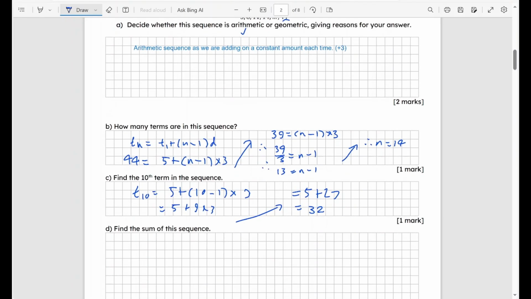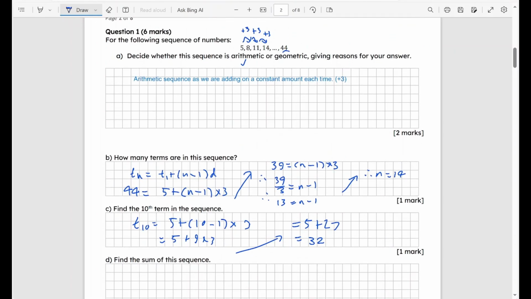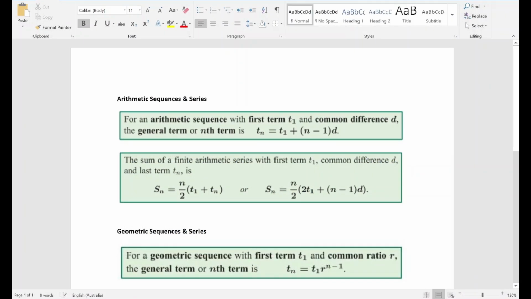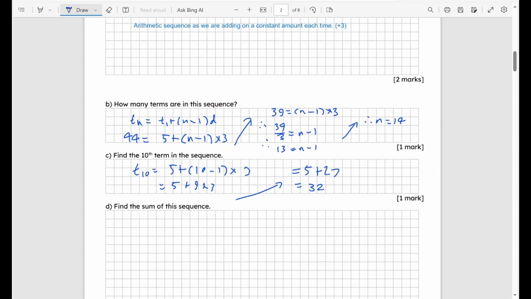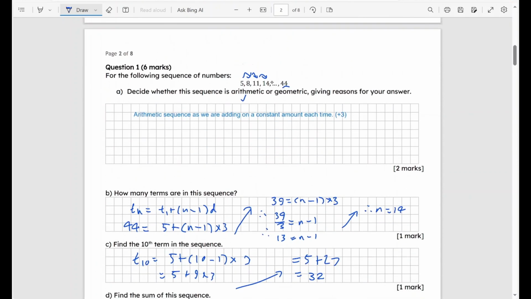9 times 3. Yep, that should be right. Tn is T1 plus n take 1 times d. Yep. Cool. So basically the way you can do that is you can step it out.